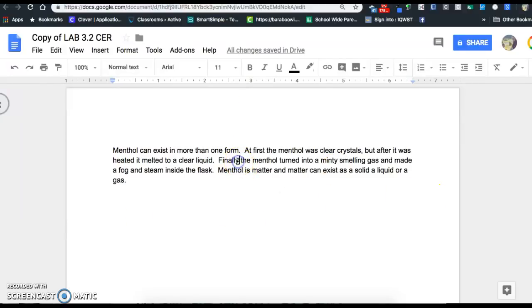And I noticed really quickly I need to check my grammar before I submit, and I'm feeling like this looks pretty good. I'm feeling pretty confident. So when you're ready, you can click the Turn In button on the right-hand side of your Google Classroom that you'll see when you work on your lab.